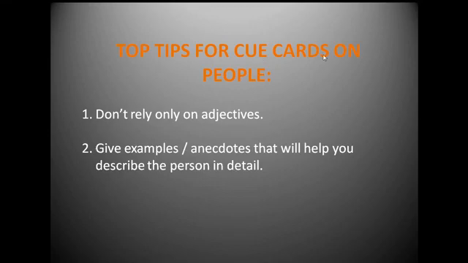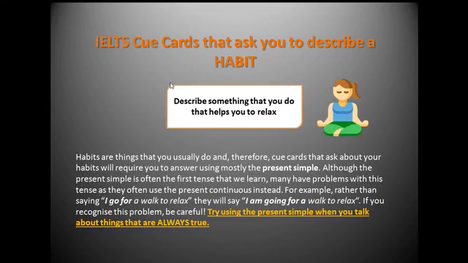So top tips for cue cards on people. The very first tip is, don't rely only on adjectives, as there are a lot of other things to focus on, students. Now, tip number 2 is give examples, anecdotes that will help you describe the person in detail. Now, what are anecdotes? Anecdotes are short, interesting stories about any real person or any event. Clear? Okay then. Let's move to the next category of cue cards.